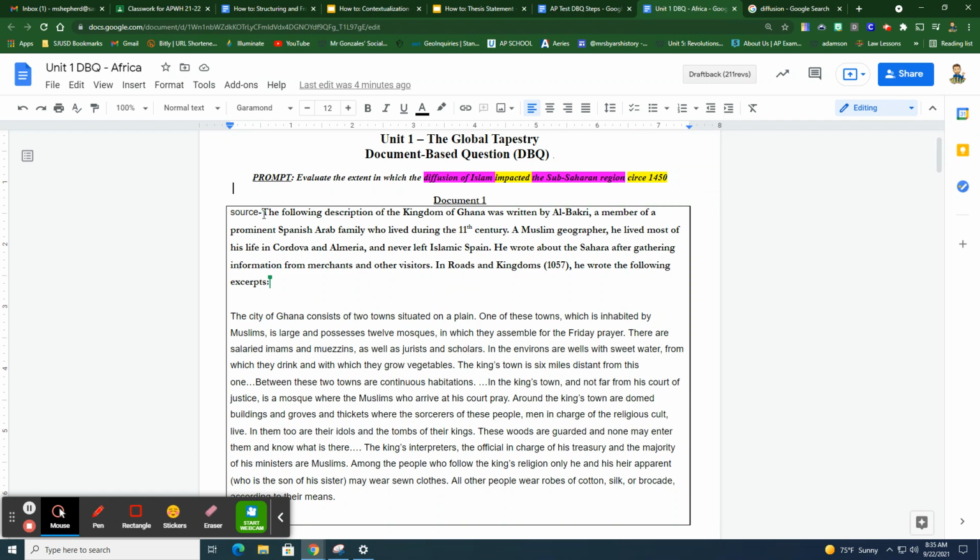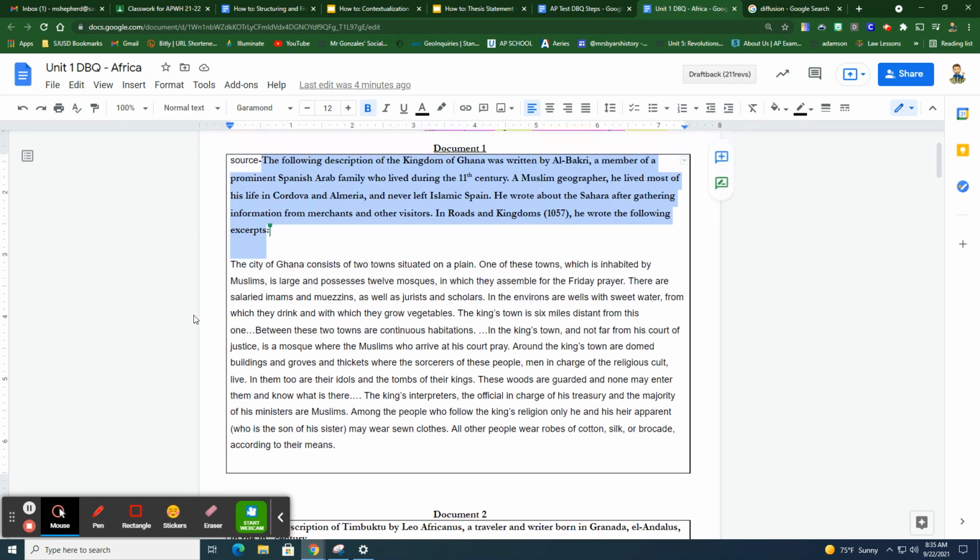So again, this is almost like your historical context that it gives you here. You could use your historical context in the background information here to write a HAP statement if you were to use this document in your essay. Let's see what he has to say.